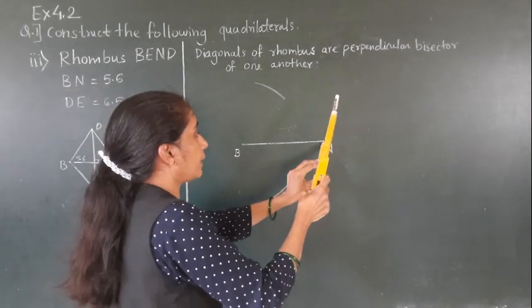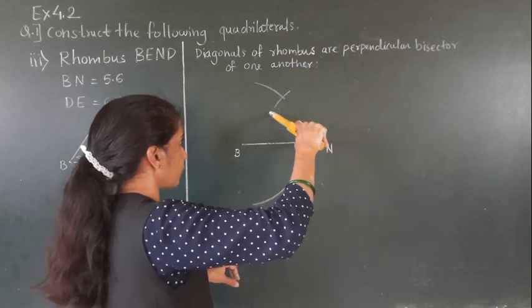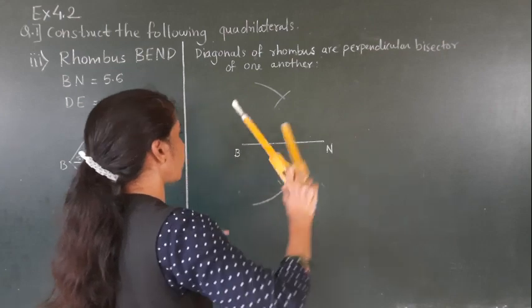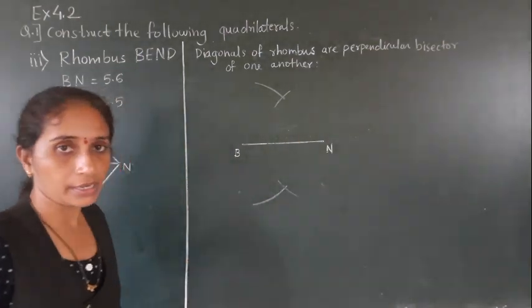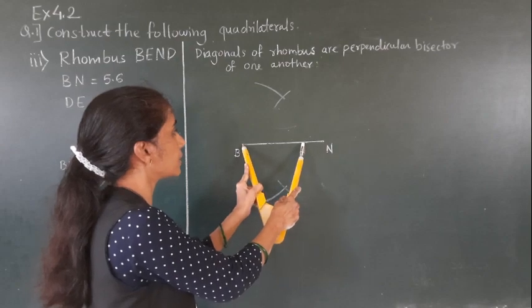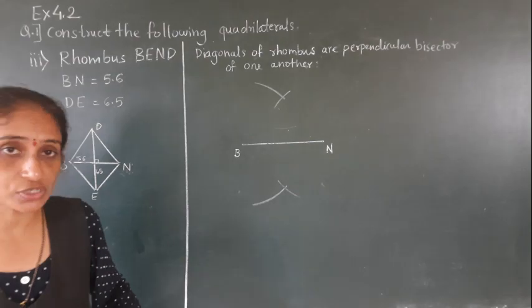Okay, then with N as a center and the same radius, don't change the radius. We only have to take more than half the radius. Don't change that. Whatever we took from B, the same should be from N also. You can take a little bit more or a little bit less, it is up to you, but it should be more than half the measurement.